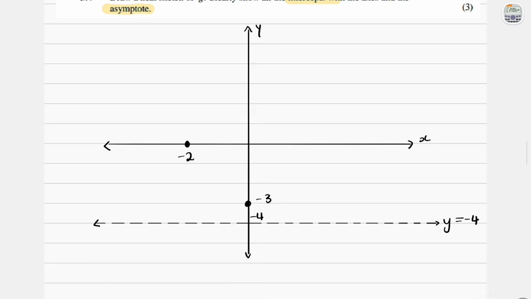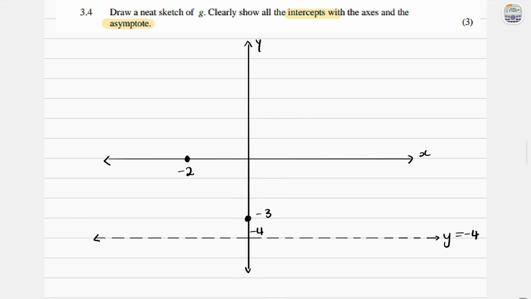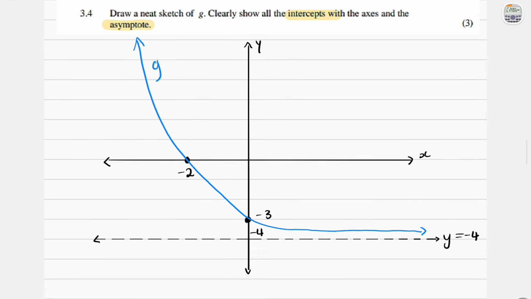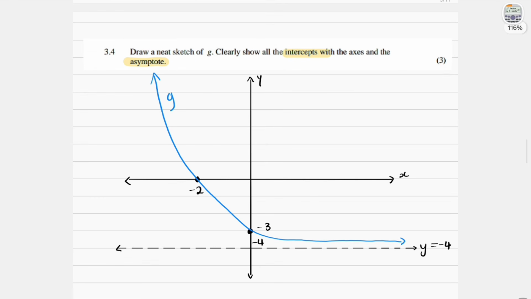So we know that our graph, and that makes perfect sense, it's going to do this. So hit the y-intercept and move closer and closer to the asymptote, never touching it. And this is our graph. This is the graph of g. And that is it for question 3.4.